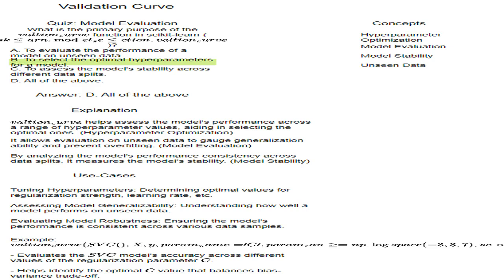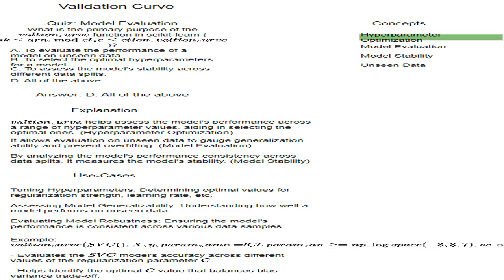B. To select the optimal hyperparameters for a model. Correct. Validation curve systematically tests different values of a specified hyperparameter, e.g., regularization strength, learning rate, and assesses the model's performance. This aids in identifying the hyperparameter value that maximizes the model's effectiveness.